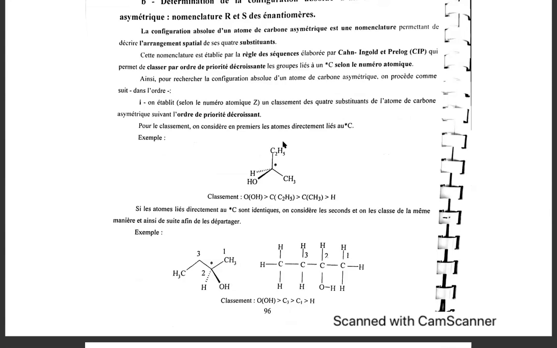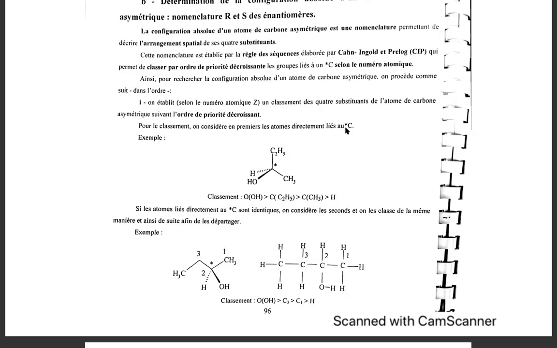Now, priority comes in the aspect of increasing atomic numbers. It says, on établit selon le numéro atomique Z, un classement des 4 substituants de l'atome de carbone asymétrique. It is always the carbon that is asymmetric that you are going to consider. If an organic compound does not have an asymmetric carbon, the Cahn-Ingold-Prelog system will not apply, because it only applies to the carbon that is asymmetric. And we are looking at it in terms of atomic numbers.